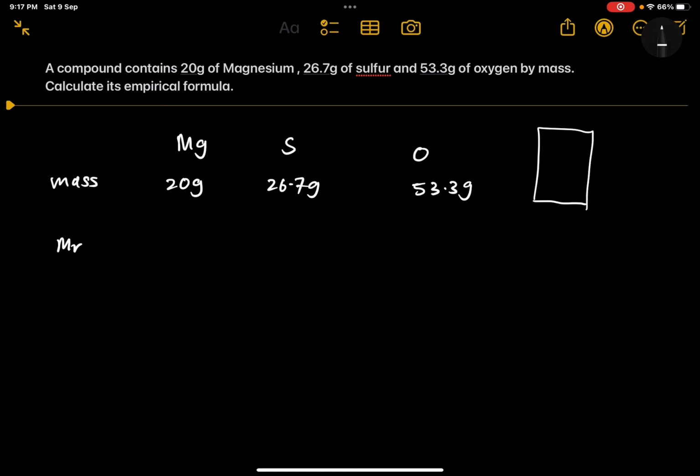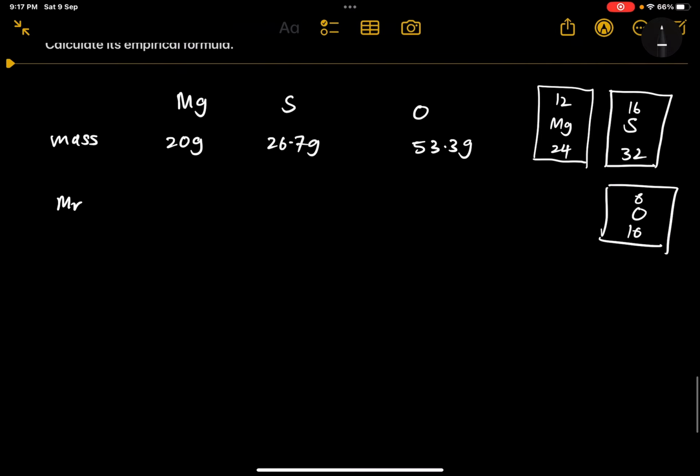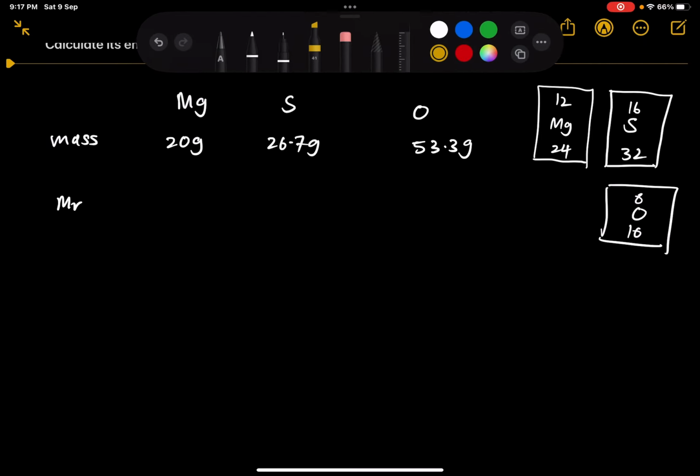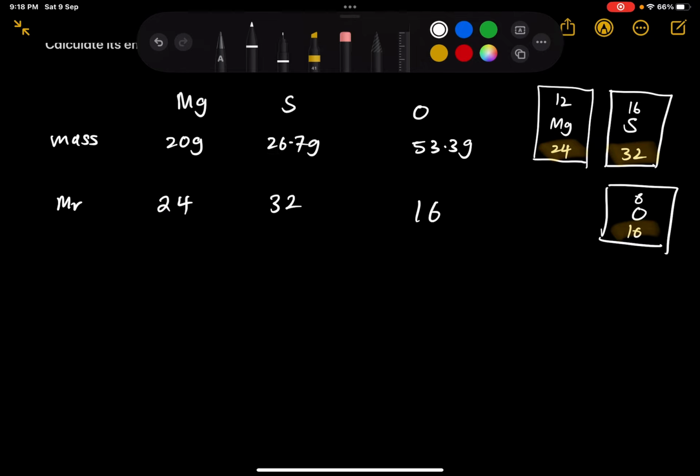Magnesium 12.24, sulfur 16.32, oxygen 8.16. Okay, so I got these three. How to find the Mr? The Mr is the atomic mass, so it's the one at the bottom. So Mg is 24, sulfur is 32, oxygen is 16. Once we write down already and we are clear, we're going to be finding the mole.